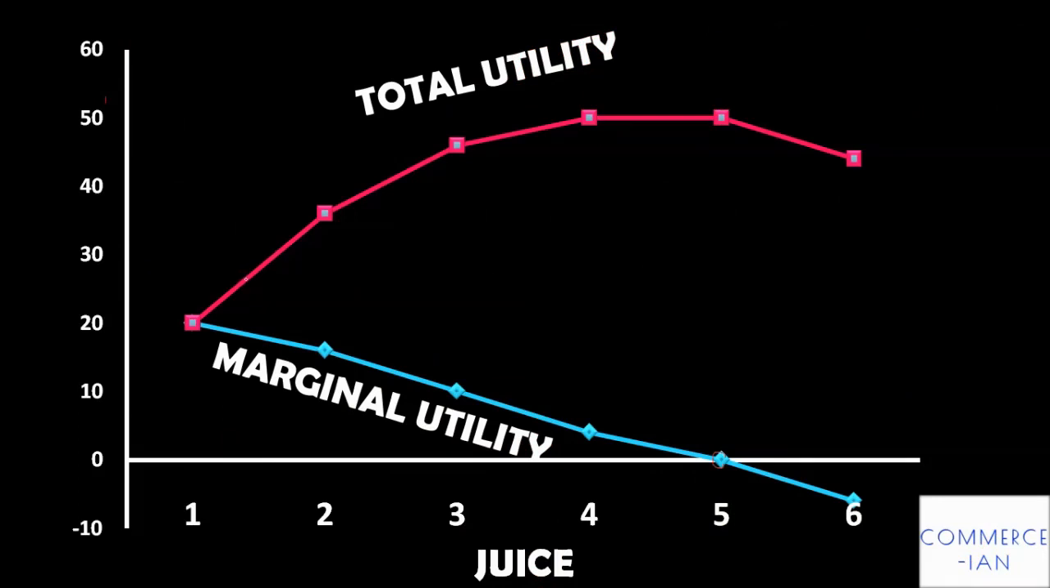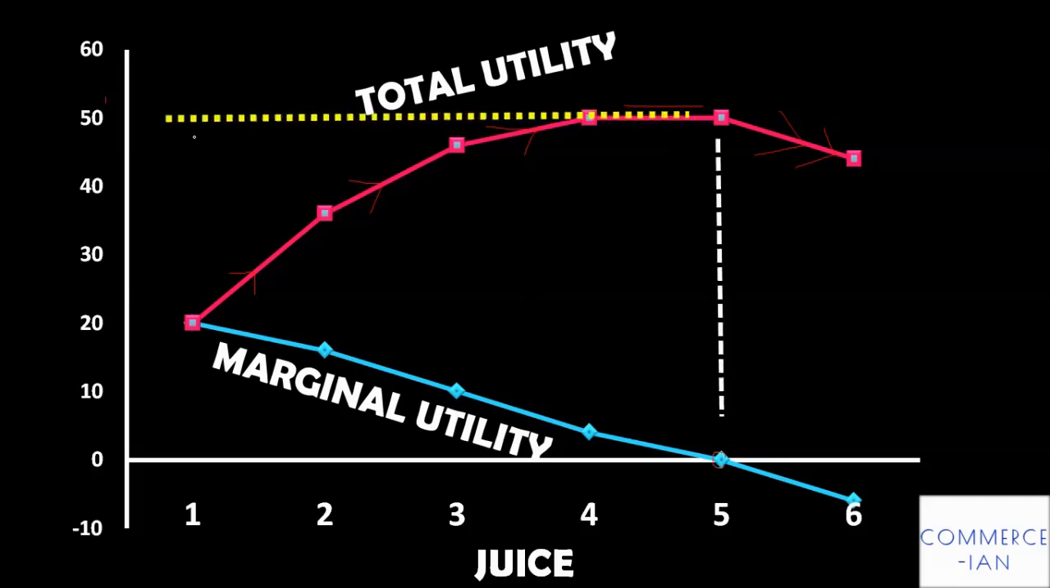Now let's first focus on the TU curve. Firstly, it rises, then it reaches a point from where it starts falling. This point from where it starts to fall is the maximum point of the total utility curve, where the total utility is around 50 utils. Now let's look at the marginal utility curve. It keeps decreasing and decreasing. This behavior of marginal utility is explained by the law of diminishing marginal utility. We will look at this law of DMU in a bit.